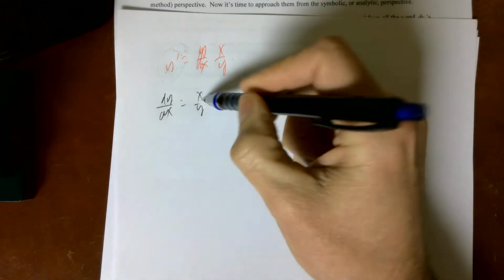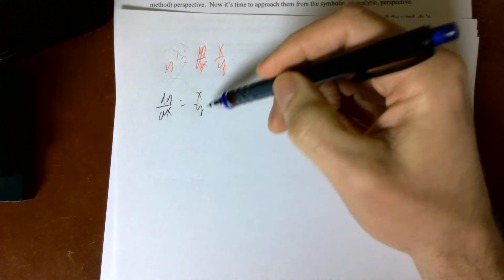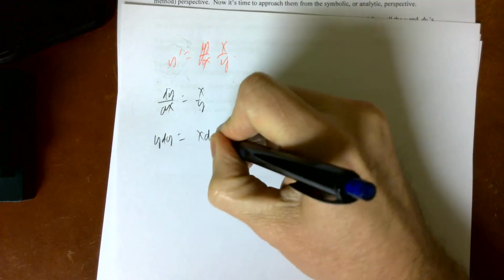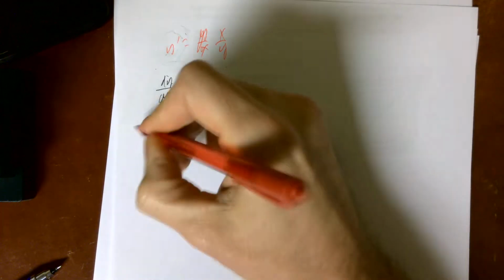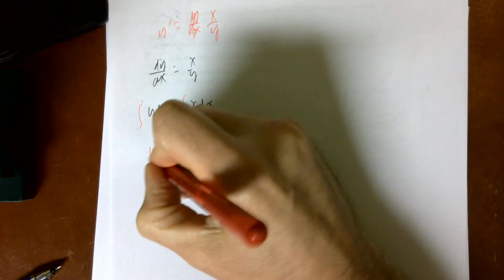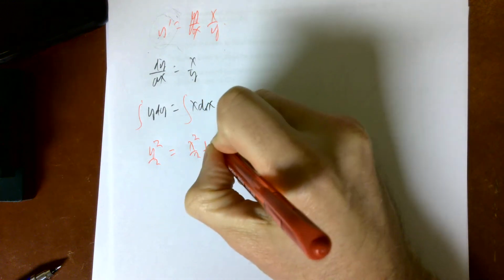And now, here's our separable differential equation. We're going to separate the variables. I want the y's on the left, I want the x's on the right. So this is going to give me y dy is equal to x dx. I've separated my variables. Now I'm going to take the integral of both sides. So I end up with y squared over 2 equals x squared over 2 plus some constant.